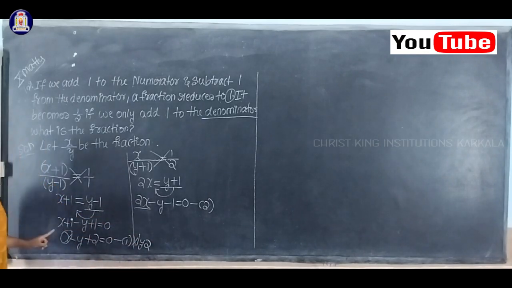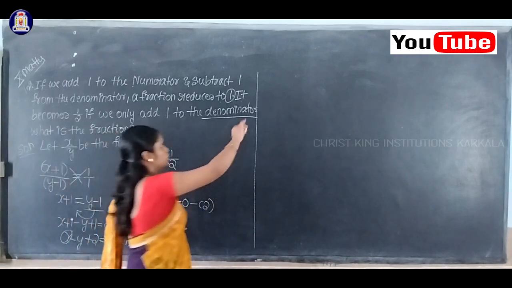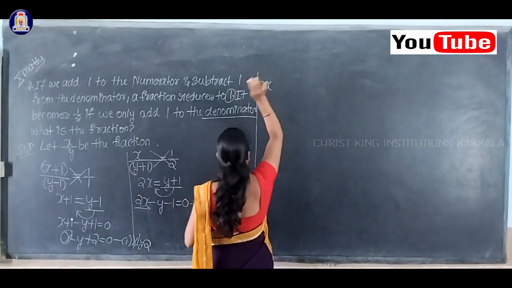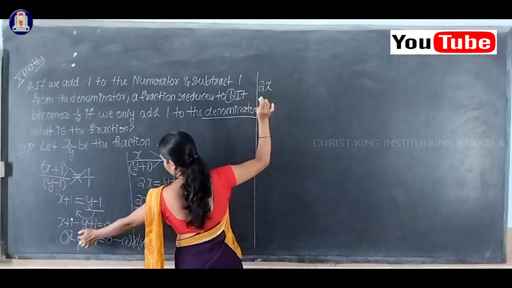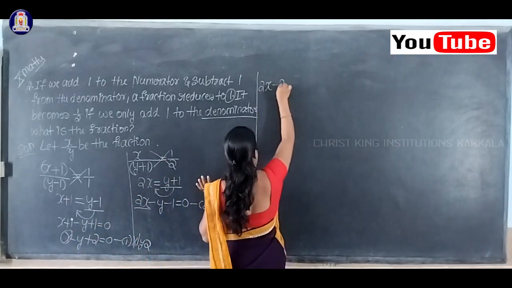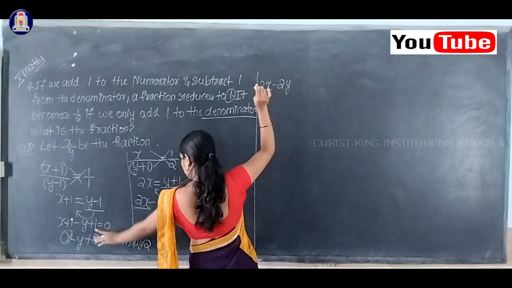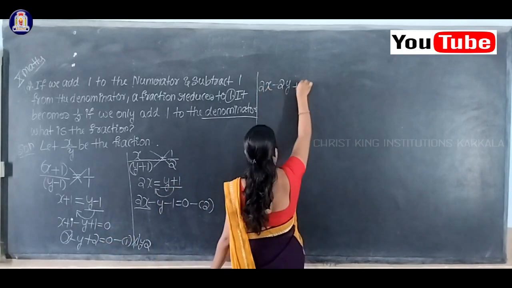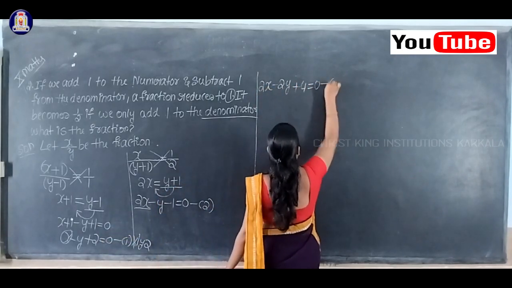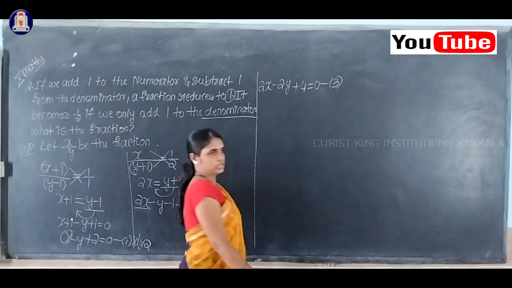Now simplify. 2 into x, how much? 2x. 2 into minus y is nothing but minus 2y. 2 into 2 is nothing but 4. So you will get plus 4 equal to 0. This is your equation number 3.